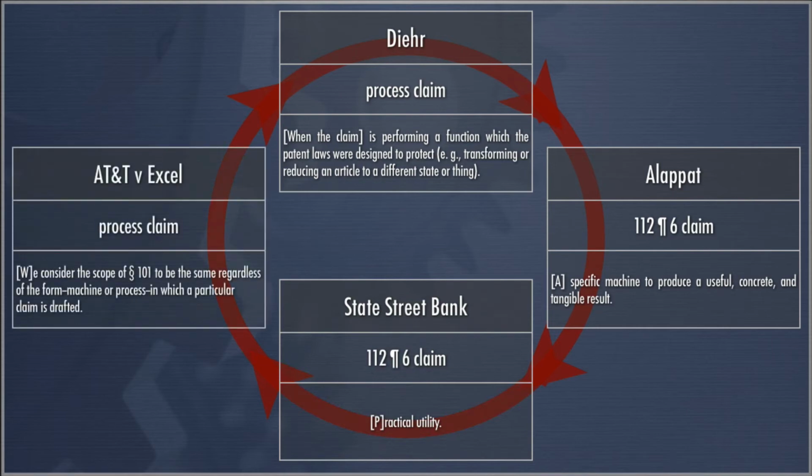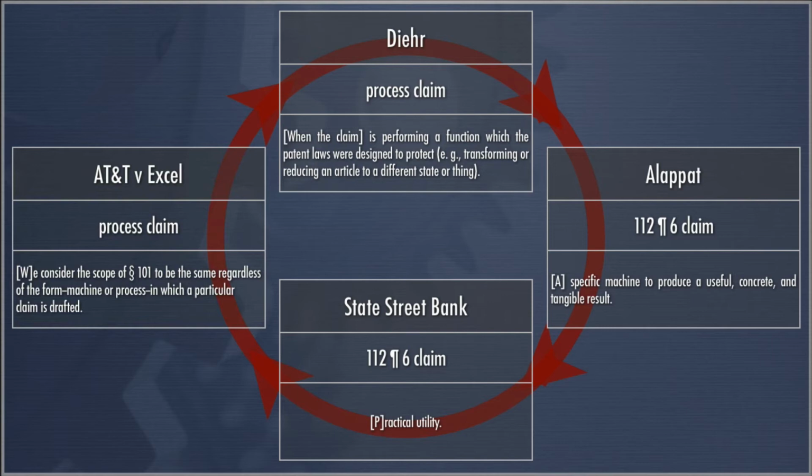And then there's one final case, AT&T versus Excel, which deals with a process claim. The AT&T versus Excel claim was essentially a claim to a billing process for the friends and family type of billing, where if you called somebody who had the same calling plan as you, you would get one rate. If you called somebody who wasn't in your calling circle, you would get a different rate.